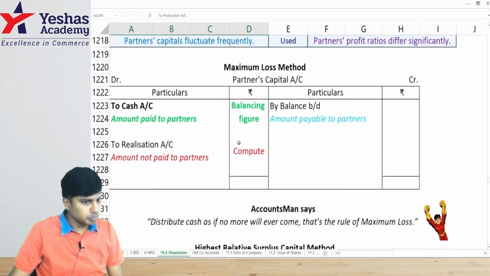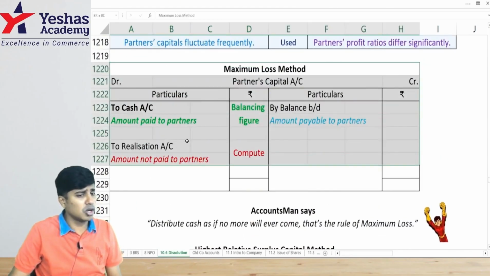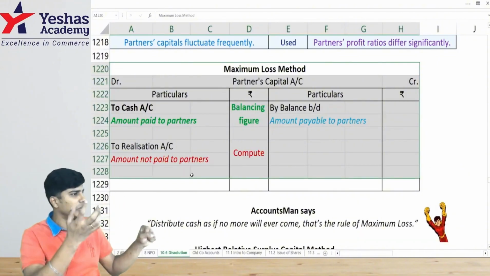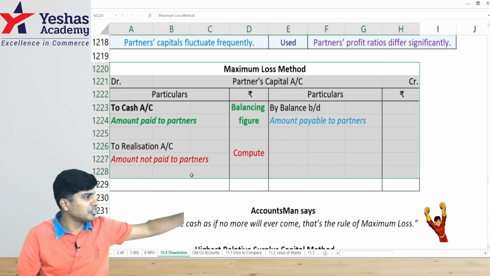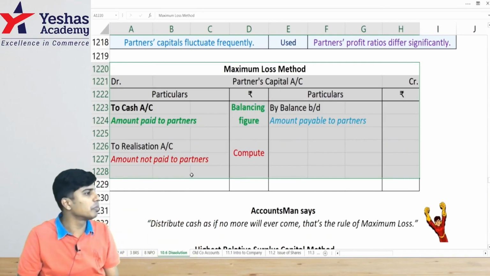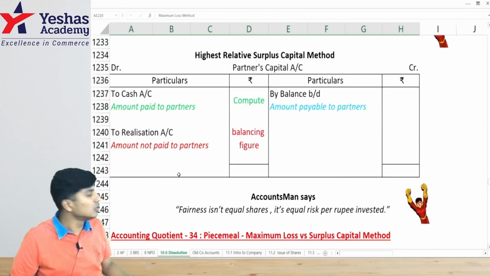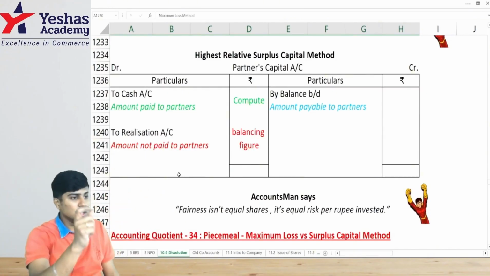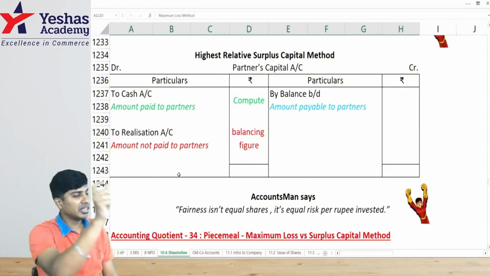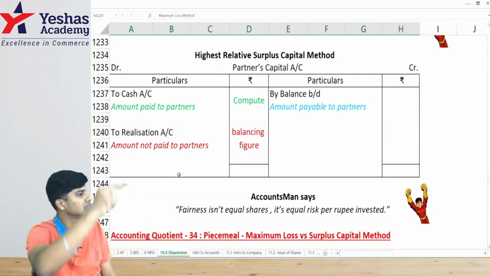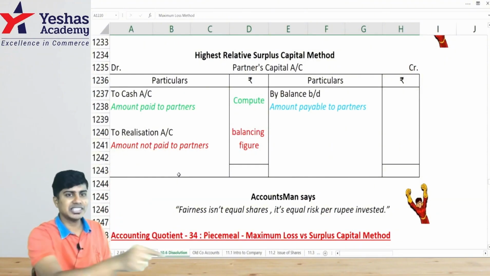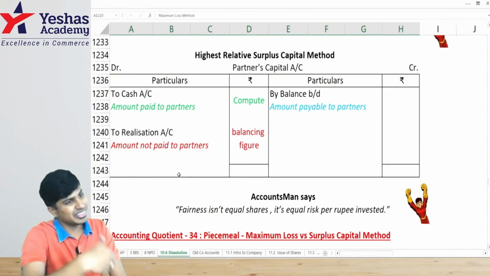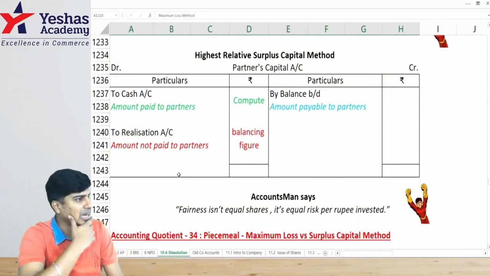In order to do maximum loss, out of the amount available, amount payable, deduct the amount available, you will get the loss, share the loss in the profit sharing ratio. The balancing figure will be the amount to be paid. Under this, what do you do? Write the capitals, write the ratio, divide capital by ratio, you will get capital per share. Keep that and find the surplus, deduct it from the capital. Then you will understand what is the surplus, relative and absolute, and first pay absolute surplus, then pay relative surplus, then pay capital as per base.